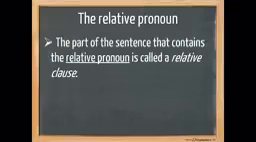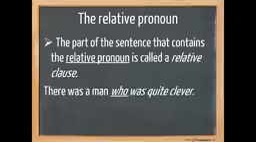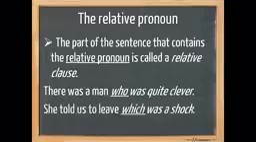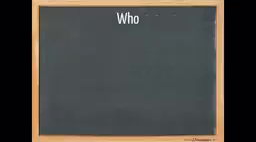The part of the sentence that contains the relative pronoun is also called a relative clause. There was a man who was quite clever. Who was quite clever here is the relative clause. She told us to leave, which was a shock. Which was a shock here is the relative clause.